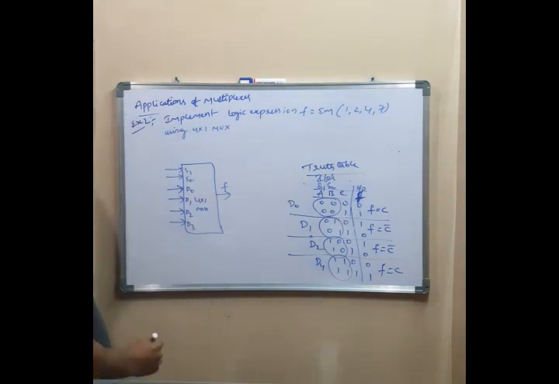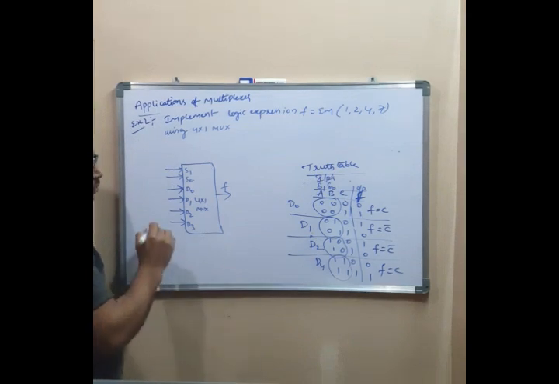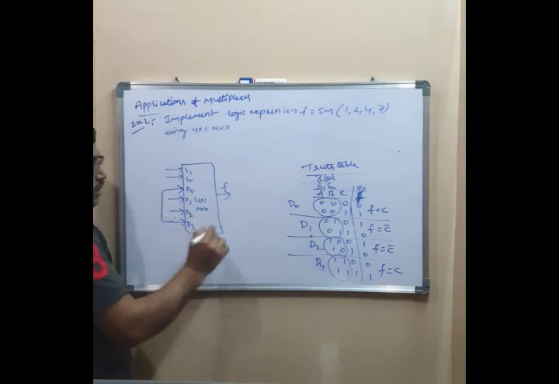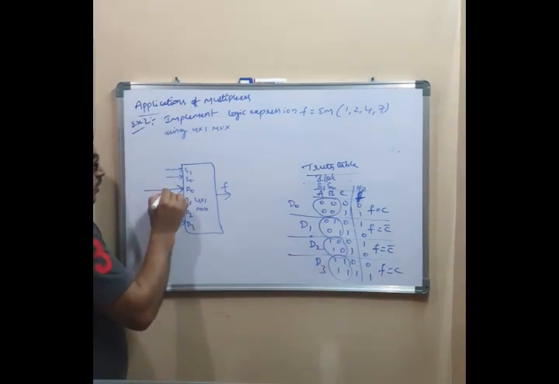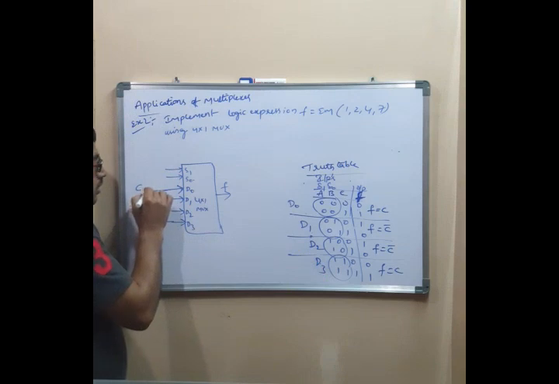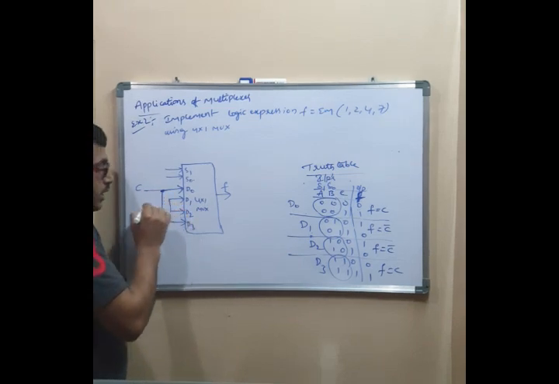So what I will do here is, for D0 and D3, I will connect the C variable. For D1 and D2, I will connect C complement.